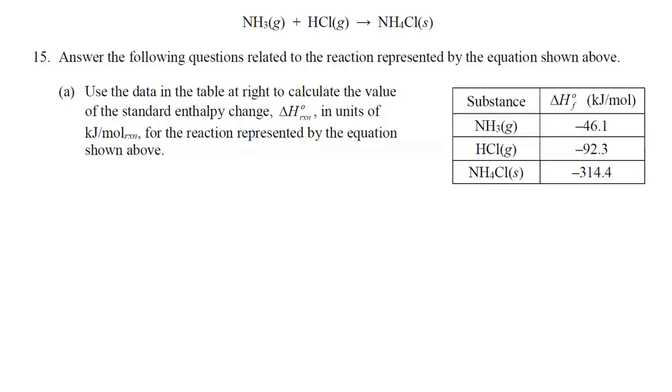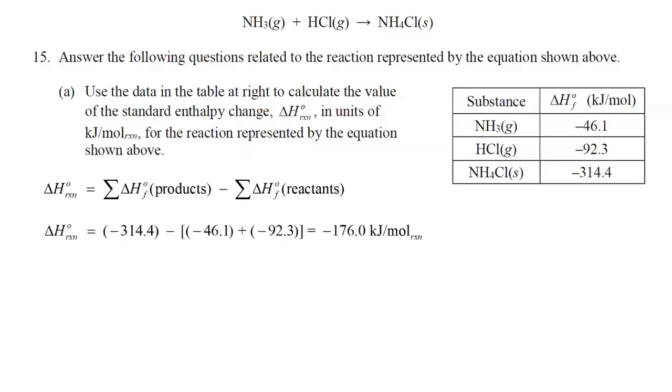Here in part A, we're going to calculate delta H using the products minus reactants equation. It's going to be the number for NH4Cl, which happens to be negative 314.4, minus, for the reactants, the number for NH3, which is negative 46.1, and we also have another reactant, which is HCl, and that number is negative 92.3. So when we do the products minus reactants calculation to get our delta H, we get a value of negative 176.0 kilojoules per mole of reaction. So that's our delta H in part A.